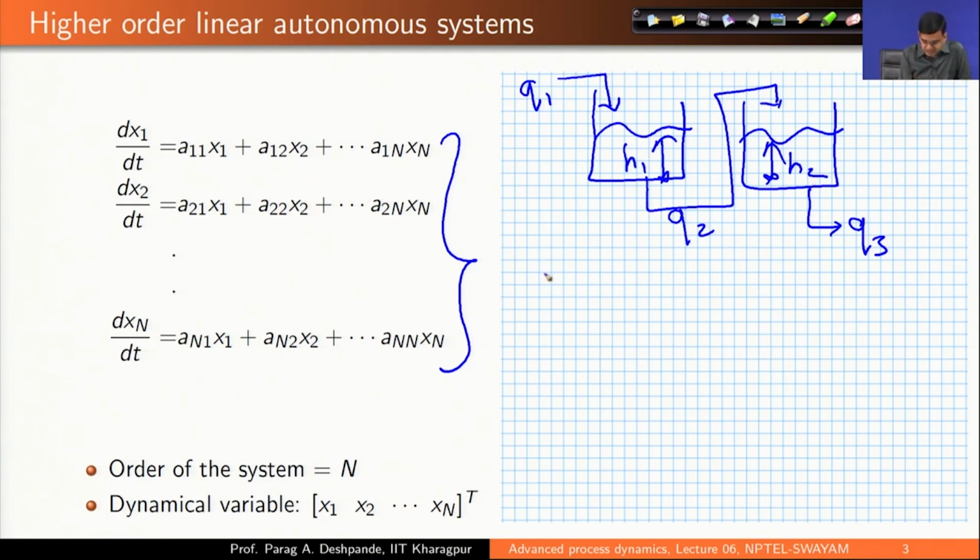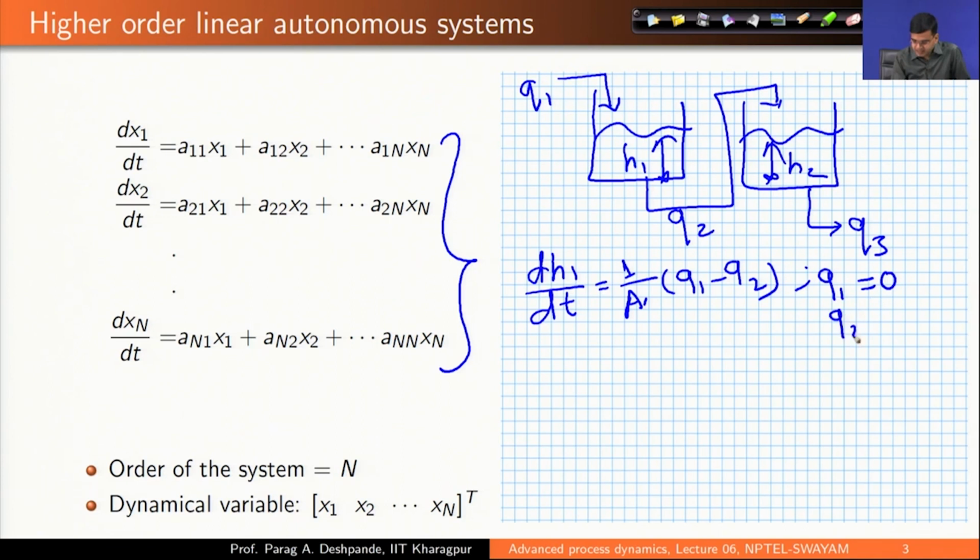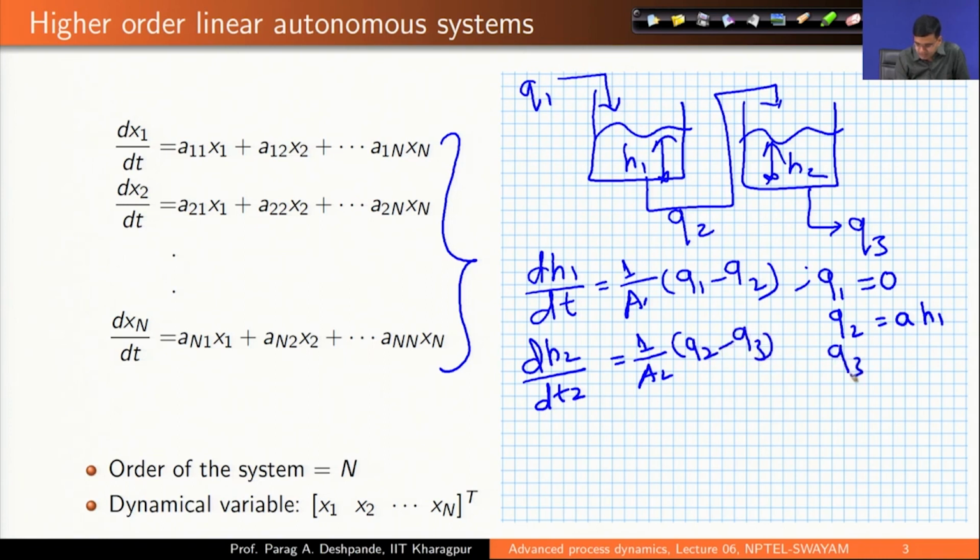Now, our dynamical equations were dh1/dt equals 1 over A1 times (q1 minus q2). So, let us consider a case where q1 is 0 and q2 is simply a linear function of h1. So, you have a valve which would vary the flow rate, which goes as A times h1, and we have dh2/dt equals 1 over A2 times (q2 minus q3), and q3 would go as B times h2, right.